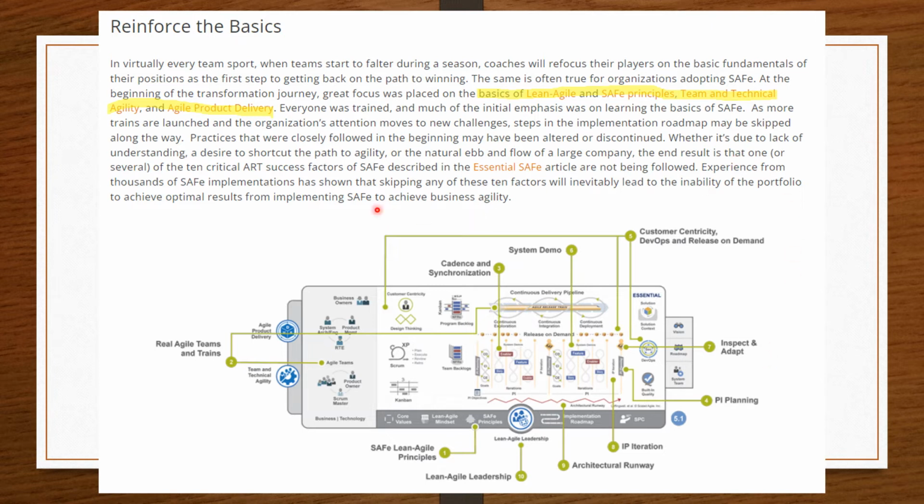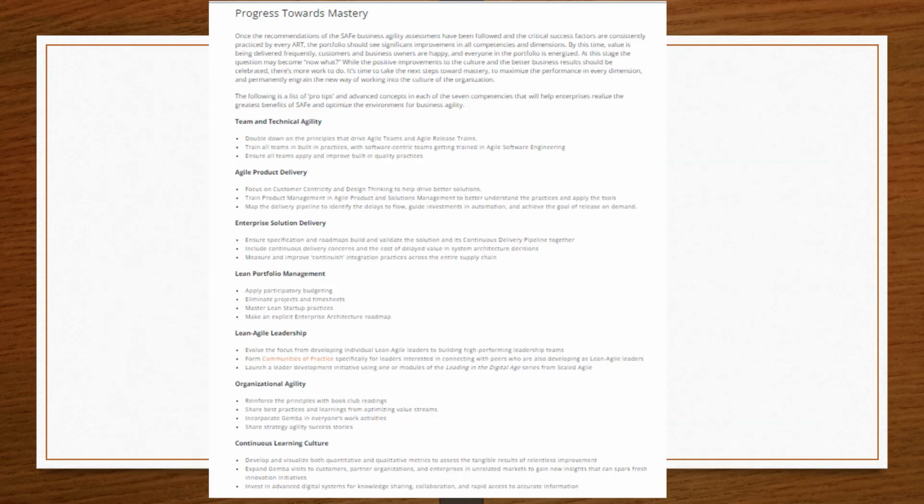This particular picture talks about 10 ideologies that need to be reinforced, right? SAFe Lean-Agile principles, real agile teams and trains, cadence and synchronization. It's a very basic concept even in agile. System demo, customer centricity, release on demand, DevOps, PI planning, inspect and adapt, your retrospectives and everything, architectural runway, and Lean-Agile leadership. So these are some of the basics you need to keep training them on, keep giving them workshops and everything.